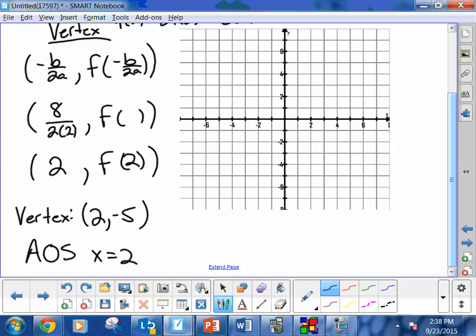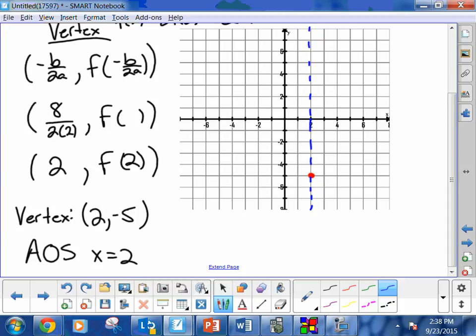I did steps 1 and 2, right? Graph the vertex, and then plot the axis of symmetry on the graph. So go ahead and do that in yours. Go ahead and plot down the vertex and the axis of symmetry. So far, good, because we've done steps 1 and 2. We still need steps 3, 4, and 5.